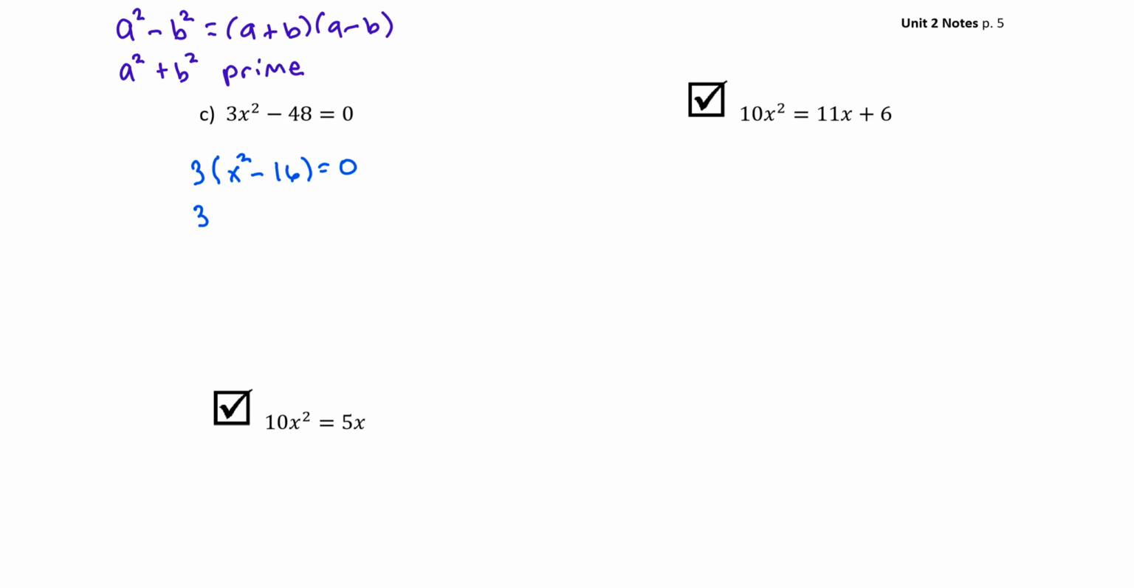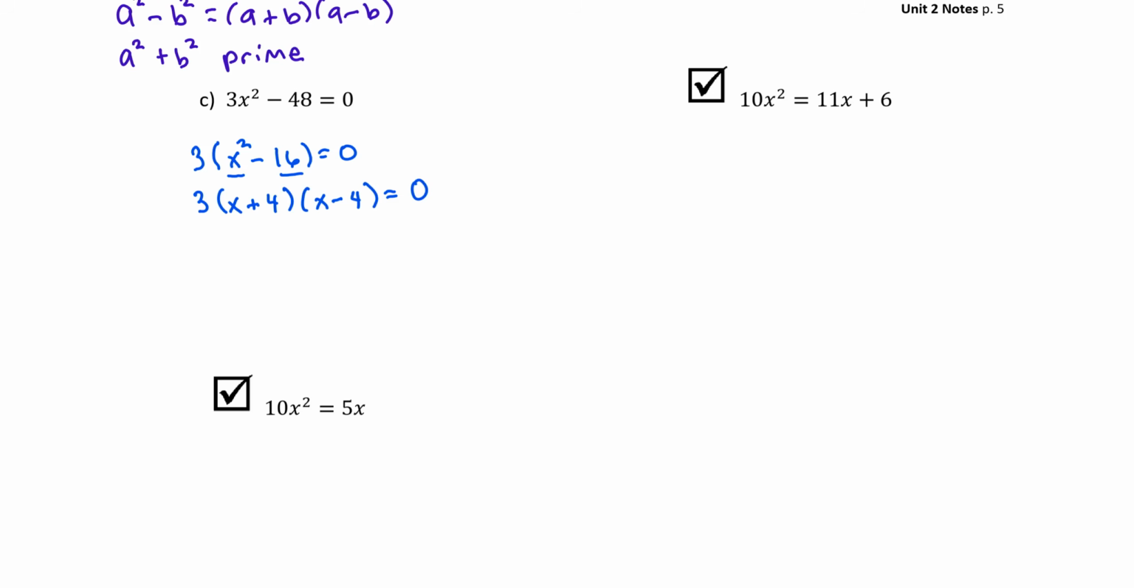So back down to our problem. This is going to follow the factoring pattern of the difference of two squares. So we're going to take the square root of the first term, x, and put that in the first two spots. One's going to have a plus, one's going to have a minus, and we're going to take the square root of 16, which is 4. So we have 3 times x plus 4 times x minus 4 equals 0.